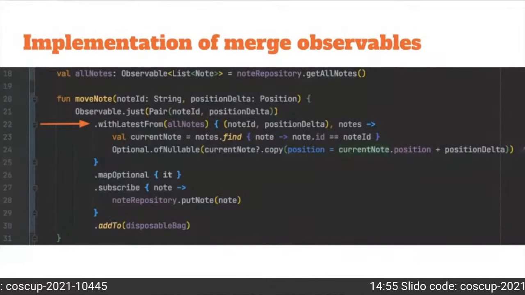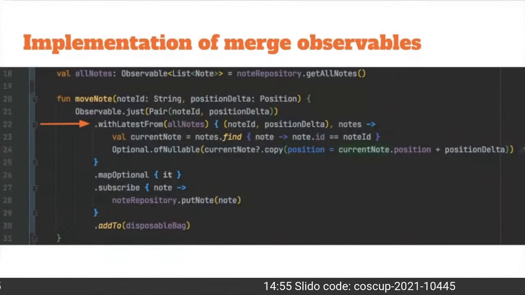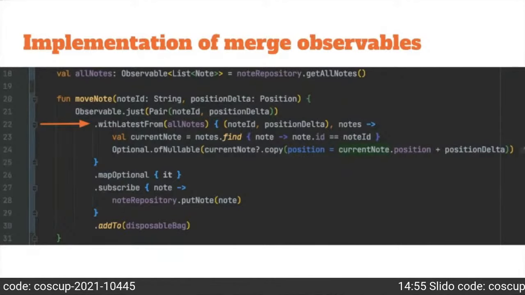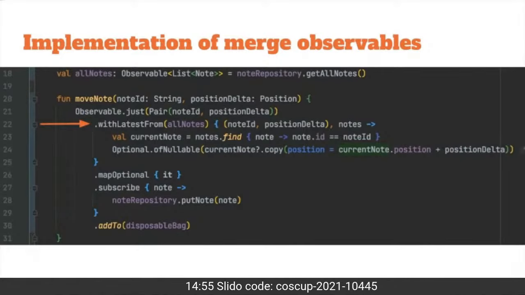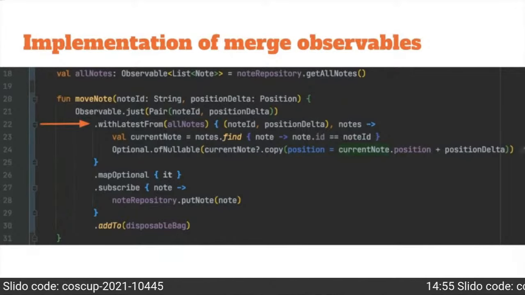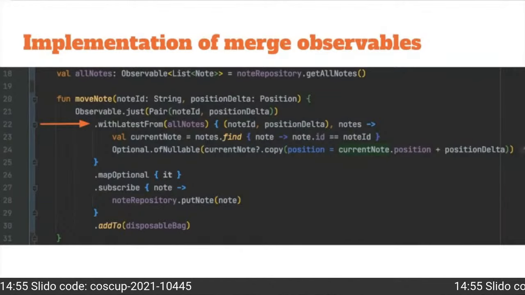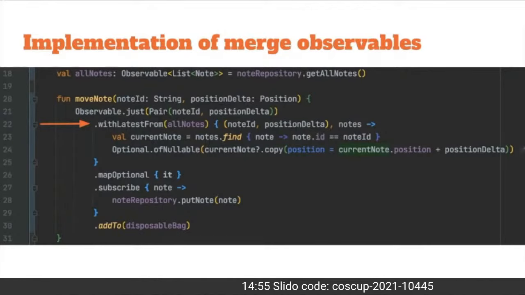Then this is the implementation of the merge observable. In 9.22, there's the operator withLatestFrom, and the first parameter receives one single observable, which is all nodes. And in 9.21, the observable is just created by position delta. So we merge these two observables to produce the new nodes, and then in 9.28, it will put this new node.